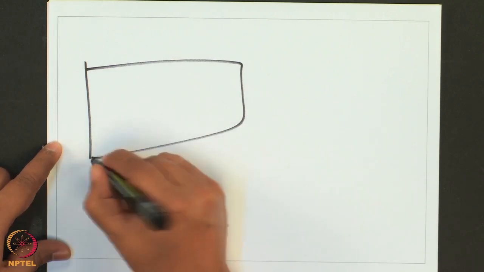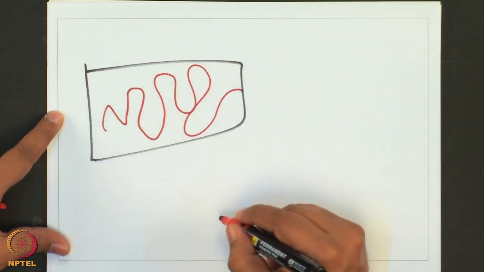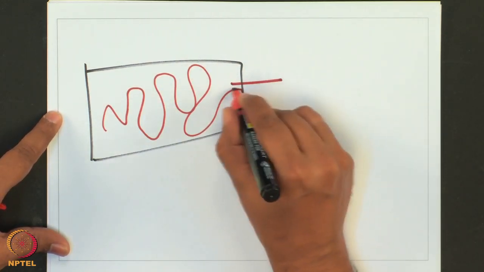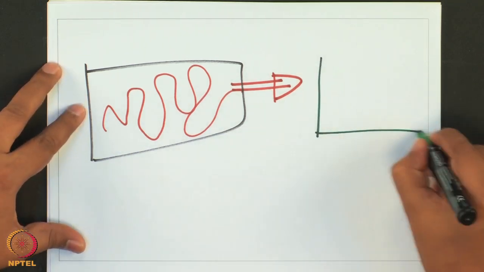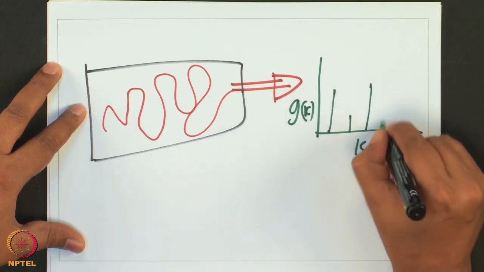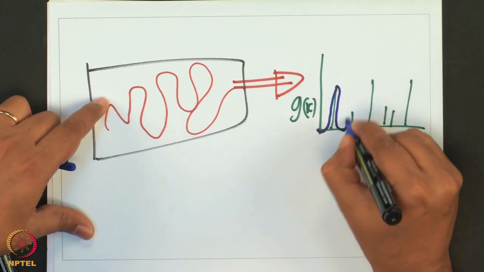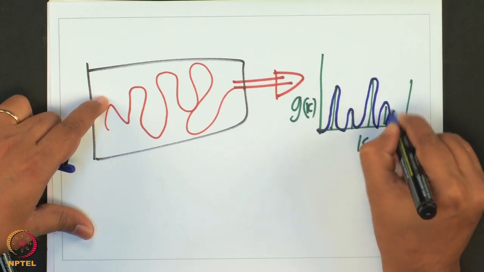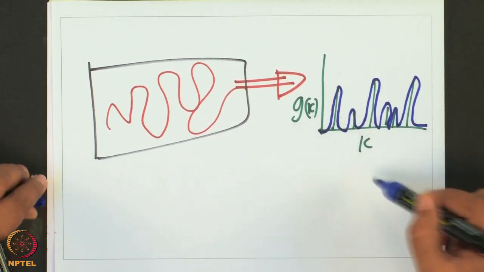So let me just remind you the basic principle. You have some shape of a protein or shape of any structure that you like, and you do some experiment, and what you would get is some other function which is g of k. I would draw it as some kind of peaks. It could be a more continuous function like this. So I would get g of k as a function of k.